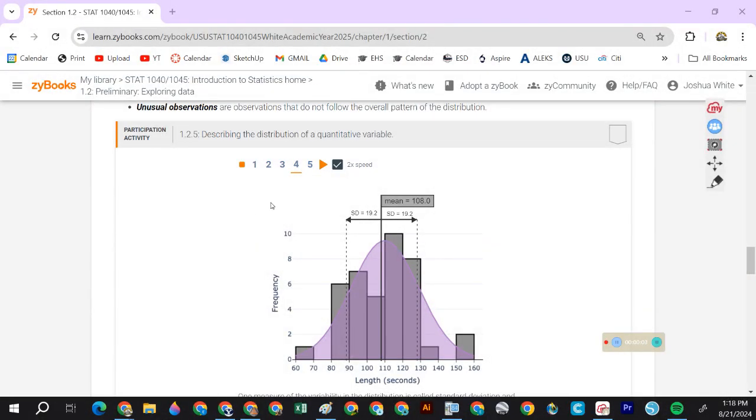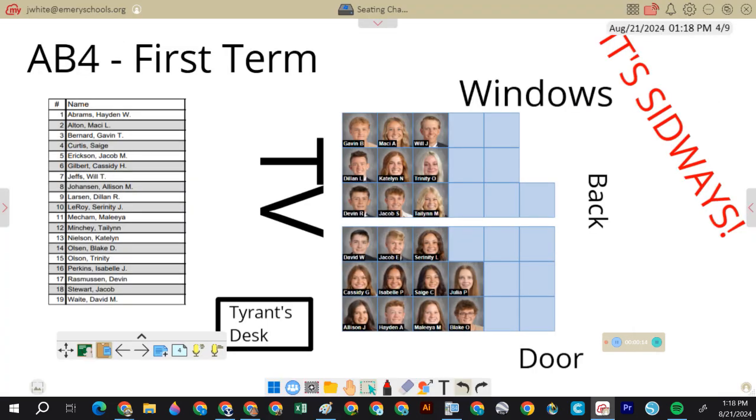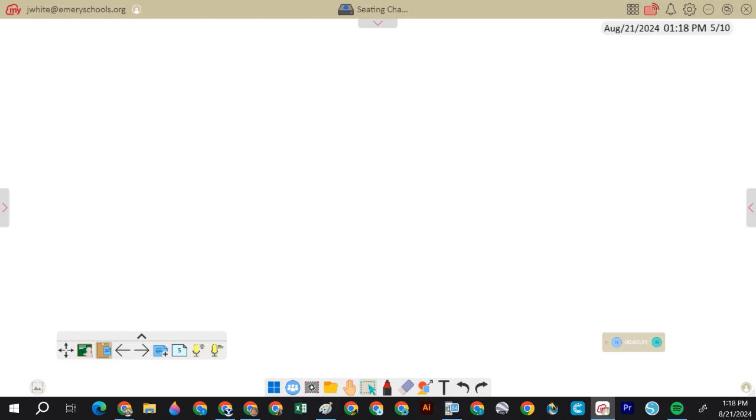Okay, we're looking at the normal curve here, and this says standard deviation is 19.2. Okay, well, what does standard deviation mean? Let's save this. So let's say I had the numbers 4, 6, 4, -6. Okay, I'm going to go back a little bit.